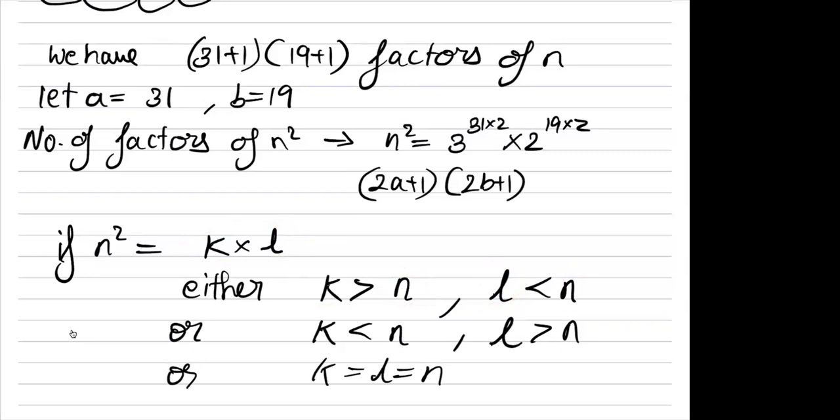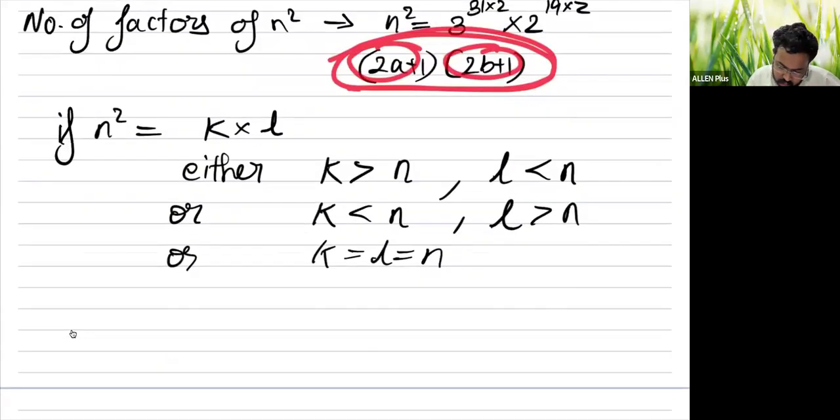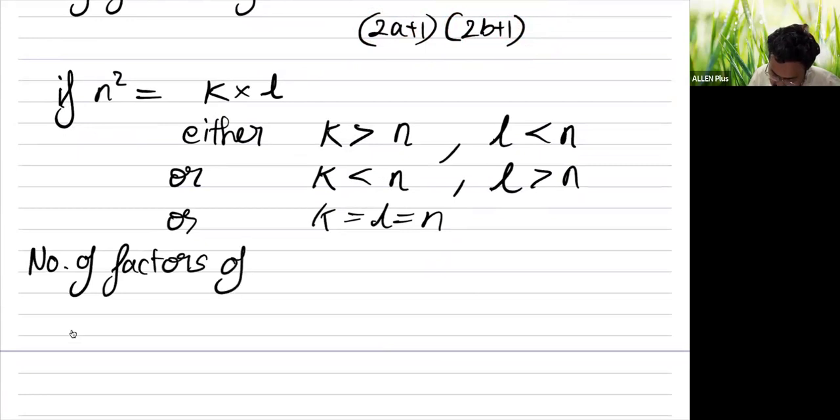So this implies that half of my factors of n square will be less than n, half of the factors will be greater than n, and there will be one factor that will be exactly n. And that also makes sense because 2a plus 1 and 2b plus 1 are odd numbers. So the number of factors of n square less than n can be simply found, less than or equal to n.